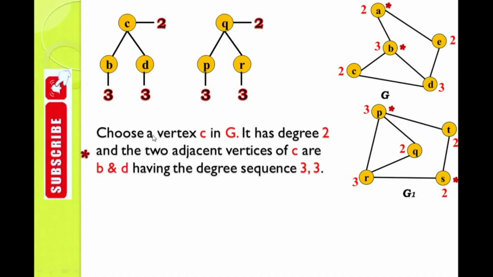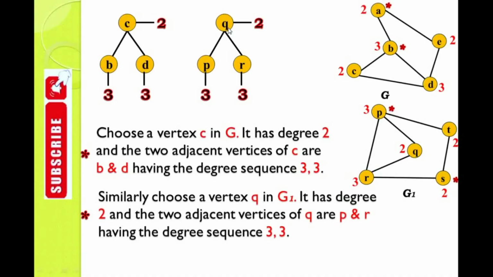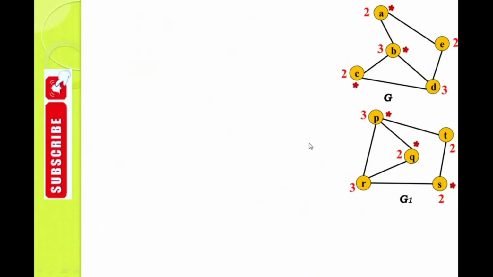So now we write a theory. Choose a vertex C in G. It has degree 2, and the two adjacent vertices of C, that is B and D, have degree sequence 3, 3. Similarly, we choose the corresponding vertex Q. It has degree 2. There are two adjacent vertices of Q, one is P, another one is R, having degree sequence 3, 3. Therefore, f of C equals what? Q. Okay, this is called pre-image adjacency preserved. Therefore, C is related to Q.